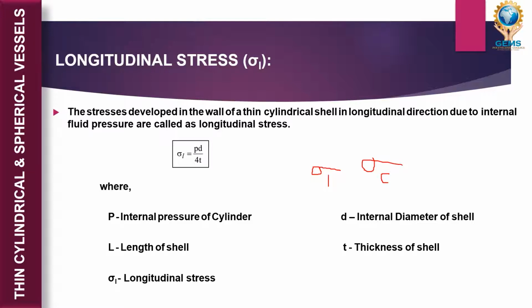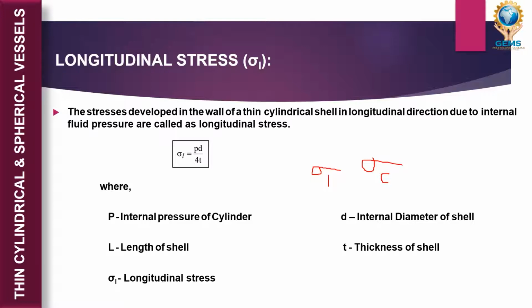Understand? So this is the formula: sigma L is equal to PD divided by 4T. If you see in circumferential stress or hoop stress, the formula was sigma C is equal to PD by 2T. But here the formula is PD divided by 4T, where P is the internal pressure of the cylinder, L is the length of the shell, sigma L is the longitudinal stress, D is the internal diameter of the shell, and T is the thickness of the shell.